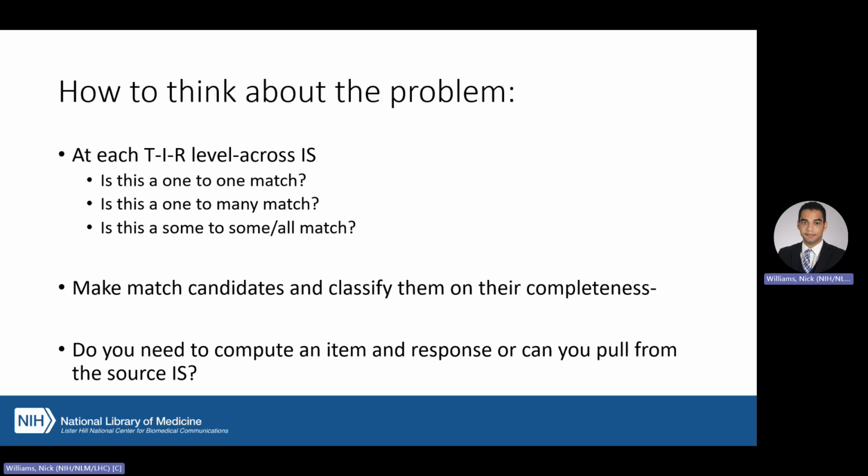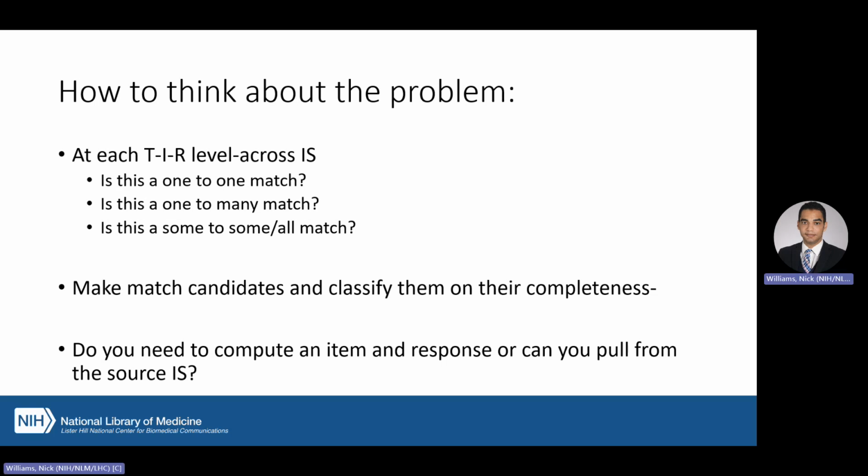So how to think about the problem then? At each table item response level across information systems, is this a one-to-one match? Is this a one-to-many candidate match? Is this a some-to-some or some-to-all match? And a good example of this is in TAF, where you will declare a birth date for a beneficiary, versus OMOP, where you will declare a year of birth, a month of birth, and a day of birth for a beneficiary. That would be a one-to-many match example where I can calculate those fields from birth date pretty easily.